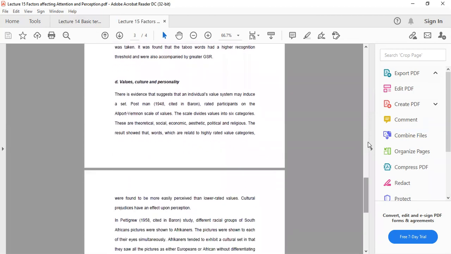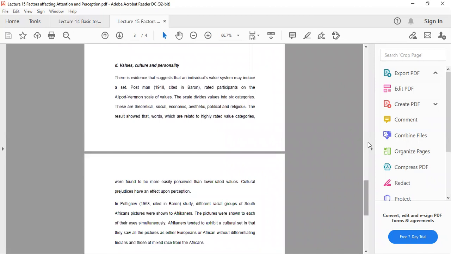Then comes values, culture, and personalities. Even the way we appreciate LGBT comes from values, culture, and personalities. Looking at other factors, there is evidence that suggests that an individual value system may induce a set. Postman, cited in Barron, rated participants on the Allport-Vernon scale of values. The scale divides values into 6 categories: theoretical, social, economic, aesthetic, political, and religious. The results show that words related to highly rated value categories were perceived more easily than those of lower rated values.